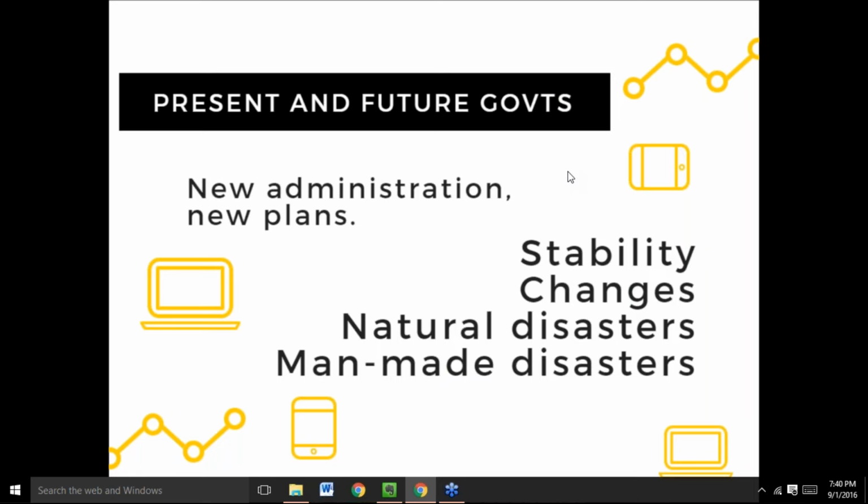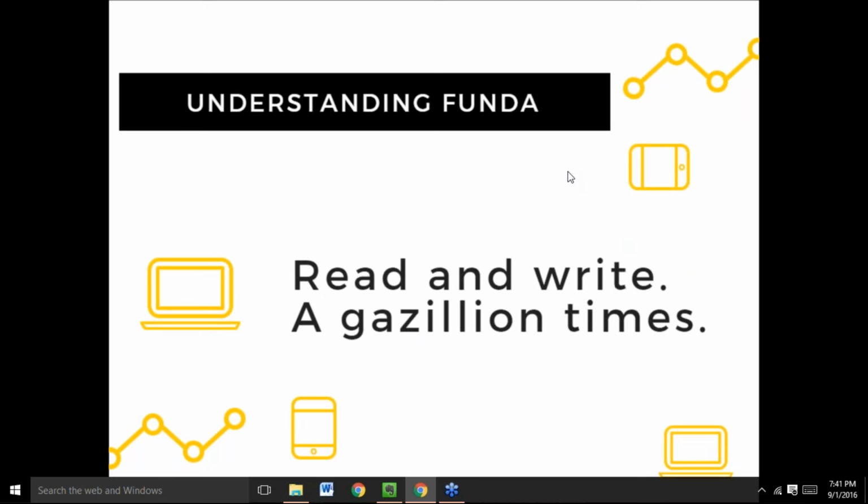Okay, so I've got all of these fundamental hullabaloos for you, but then the question is, how would you understand fundamental analysis anyway? Well, good news for active readers, and a challenge for those who don't read often. The only way for you to understand fundamental analysis is to read and write like a gazillion times. Reading finance and business articles daily may be daunting at first.